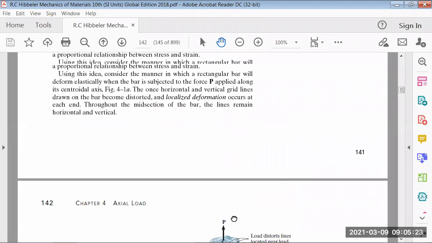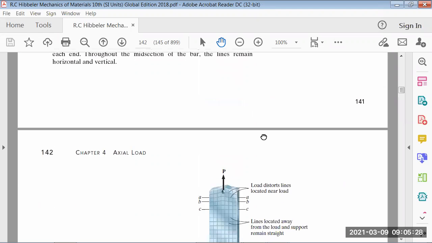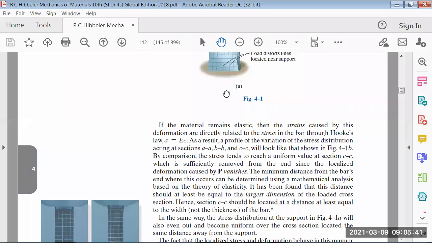That's the principle of Saint Venant. This is Saint Venant's principle, that we ignore this minimal amount of distortion that you can see over here. It is ignored when you get far. I mean, it is ignored right from the beginning. Right from here, he ignores this. He doesn't take this.